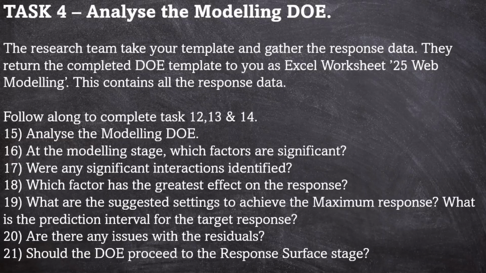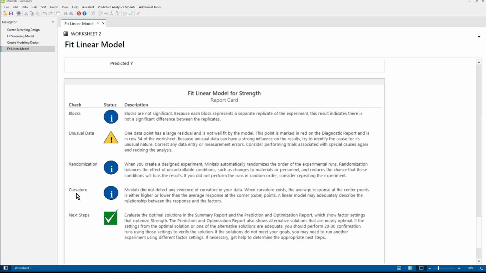Number 21, should the DOE proceed to the response stage? And that's kind of a critical question because it could involve a lot of work for the team. So let's have a look. In the report card, one of the subsections is curvature, and this tells us whether to add additional points on or not. And Minitab is saying Minitab did not detect any evidence of curvature in your data. When curvature exists, the average response at the center points is either higher or lower than the average response at the corner cube points. A linear model may adequately describe the relationship between the response and the factors. Minitab is not advising that we add extra points into this study.